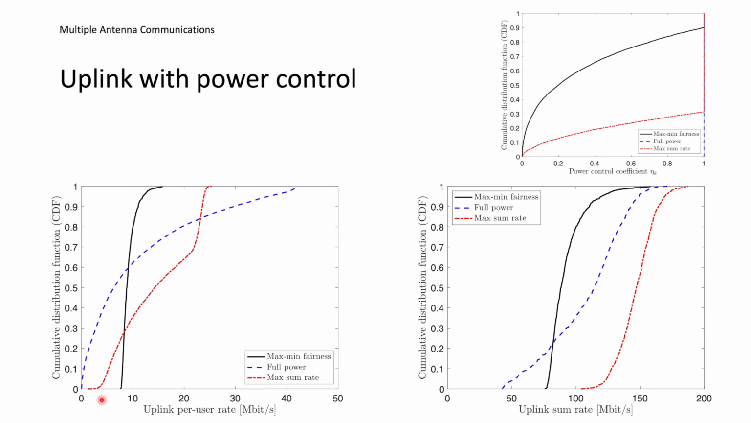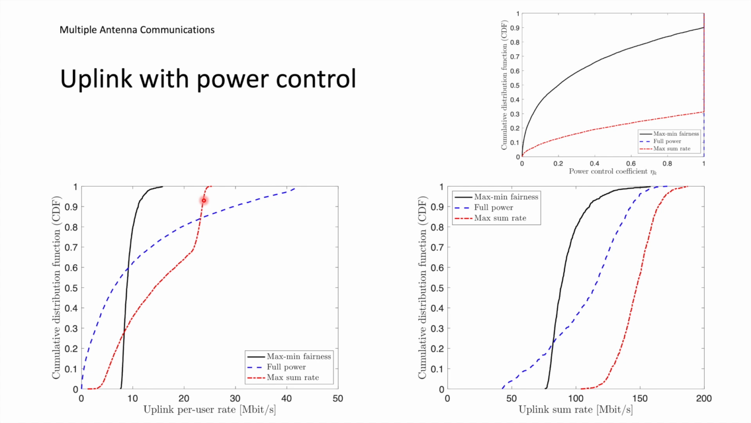If we are using full power on all of the users, we get the blue curve where there are huge variations. We have users with very good performance, but we also have users with very low performance. If we are maximizing the sum rate, we get a red curve here, which is mainly to the right of the blue curve. But for the strongest users, the ones with the best channels, we actually have the red curve being to the left of the blue curve. And being to the left means that you have lower performance.